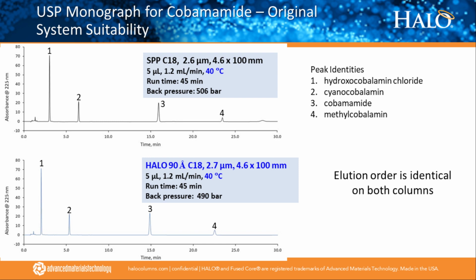There is a system suitability mix for this particular method, and you can see that the elution order is identical on both columns. We're seeing a slightly higher back pressure on the 2.6 micron SPP column, as you would expect. It's about 506 bar compared to 490 bar on the 2.7 Halo C18 column. So this meets the system suitability, and there are relative retention times. In terms of relative retention times, the USP doesn't have any pass or fail criteria for that.